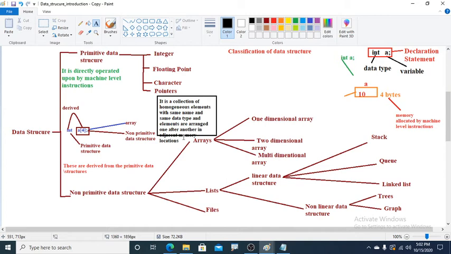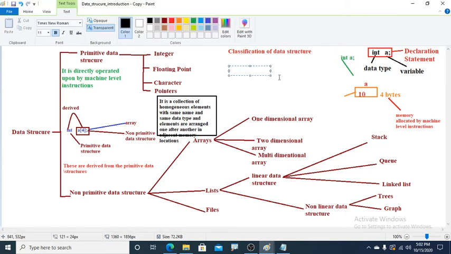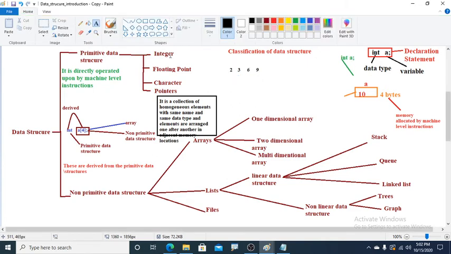So let us consider A of 4. So in this, A of 4 means I am taking some elements: 2, 3, 6, 9. These are the 4 elements. I am taking boxes.